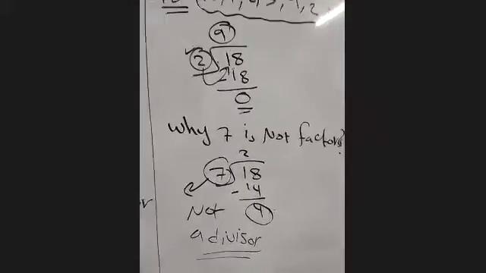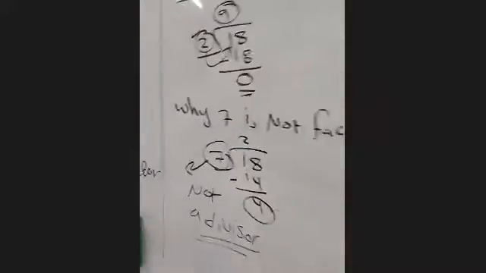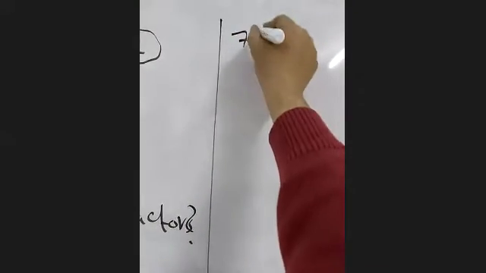Assume that we have a big number like 70 or 72.